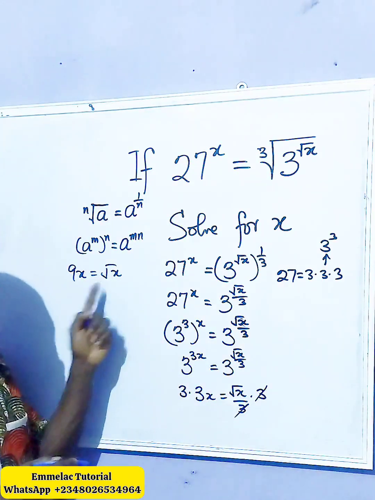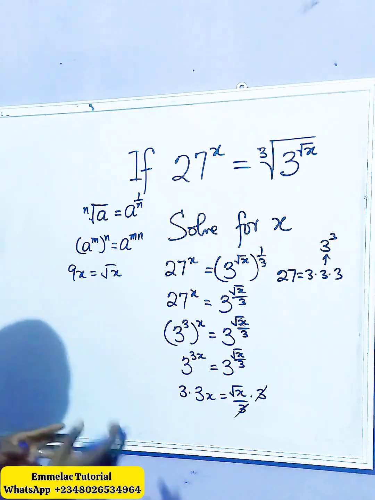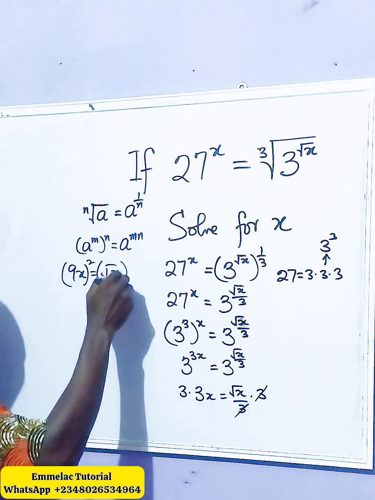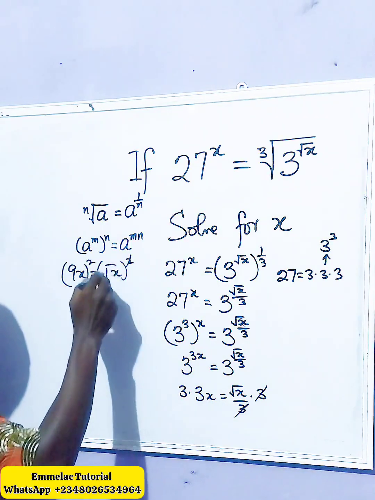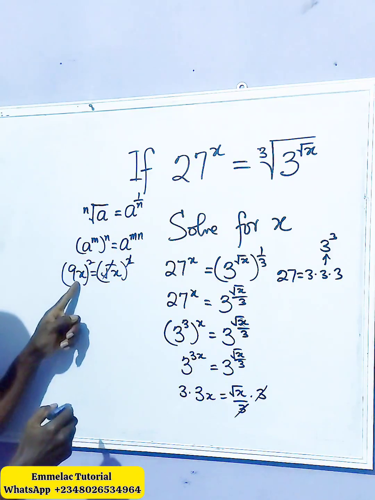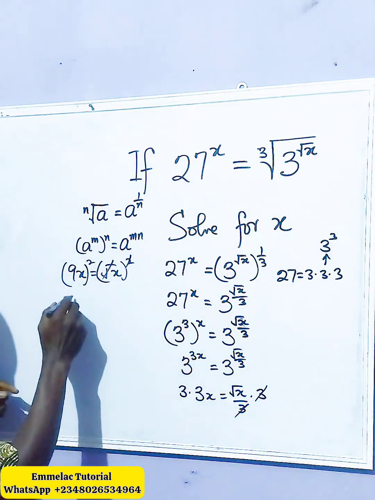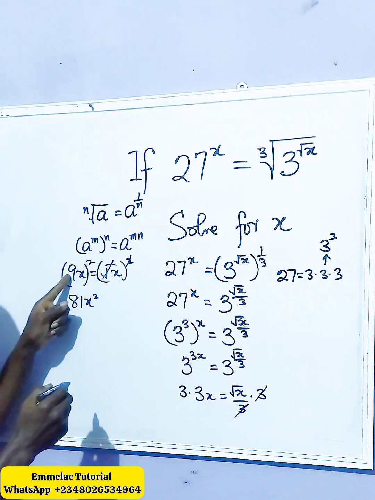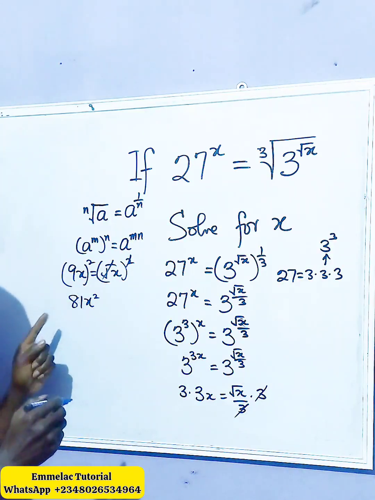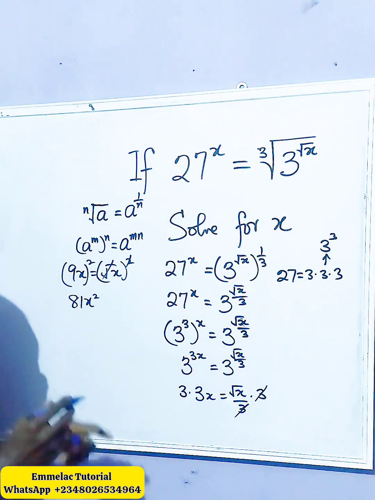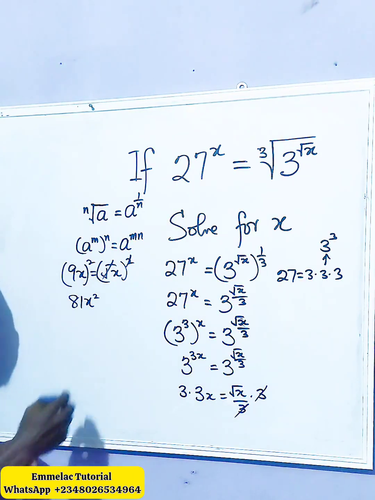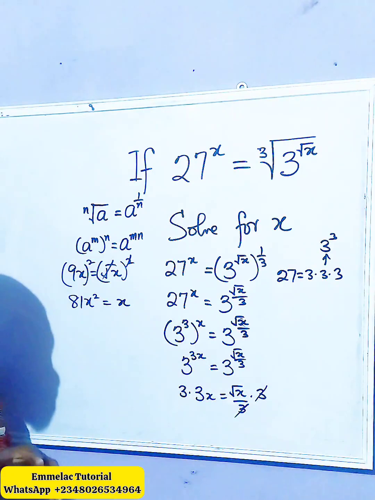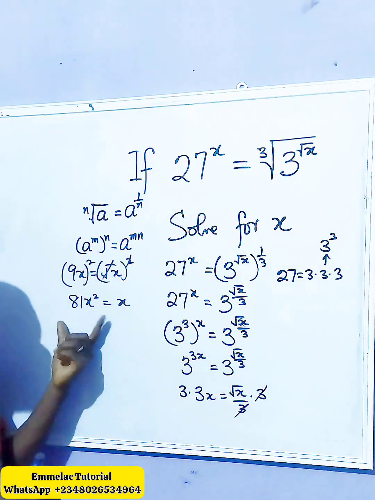Now for us to undo this square root, we need to square both sides. Raise both sides to the power of 2. By so doing, this square will undo this square root. And here we will have 81x squared, because when we distribute 2 to 9 and x, 9 raised to the power of 2 is 81, and x raised to the power of 2 is x squared. Then equals x.